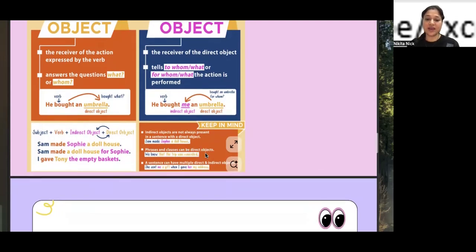Phrases and clauses can be direct objects. We knew that the trip was cancelled. So this is a clause, that the trip was cancelled, and it can be a direct object.